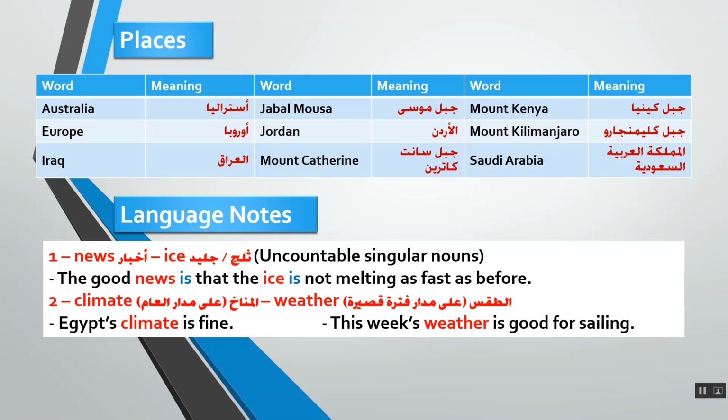The word climate and the word weather. Climate is the conditions of the atmosphere for a long period of time. Weather is the conditions of the atmosphere for a short period of time. For example, Egypt's climate is fine. Another example, this week's weather is good for sailing.